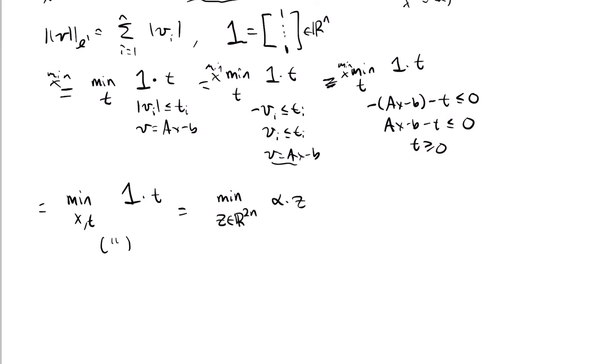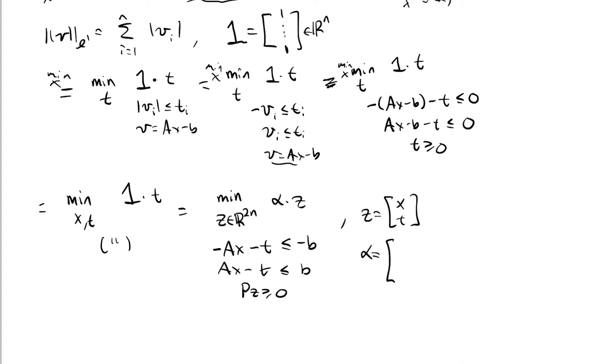So what I'm going to now do is rewrite this as alpha dot z, subject to minus Ax minus t is less than or equal to minus b, which is the same as Ax minus t less than or equal to positive b after we subtract it over, and pz is greater than or equal to 0, where z is equal to x and t, alpha is equal to n zeros and then the same one vector, n of them, and p is equal to 0, 0, 0, and the identity, n by n identity.